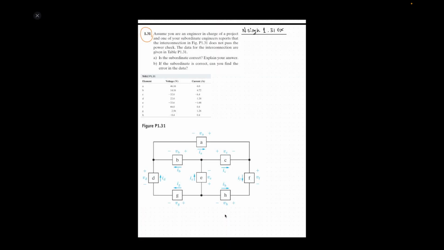Hello, welcome back. So today we're going to be doing a power calculation example. So after reading this, we can go ahead and start this example.